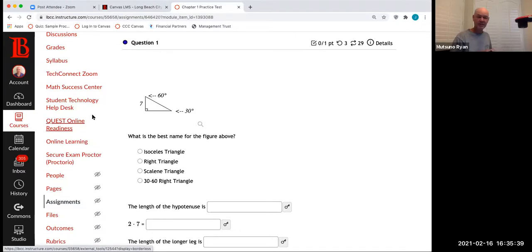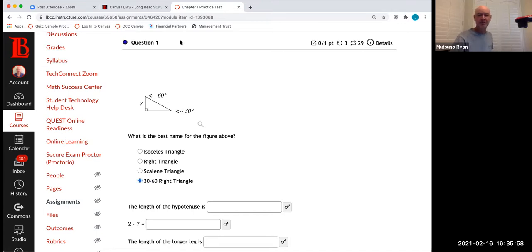I'm looking at question 1 here, and I want to answer this first question. You can see this is a 30, 60, 90 triangle, and it's a right triangle. So the best description for this is going to be, I've never seen it called a 30, 60 right triangle. It's usually 30, 60, 90 right triangle, but that's definitely going to be the best description for that.